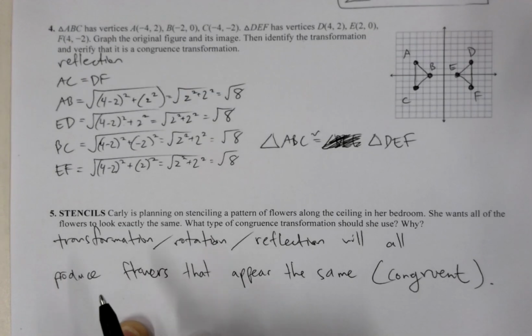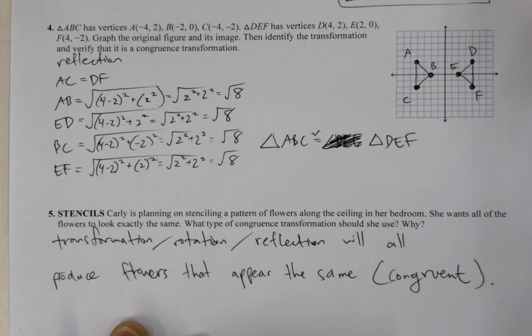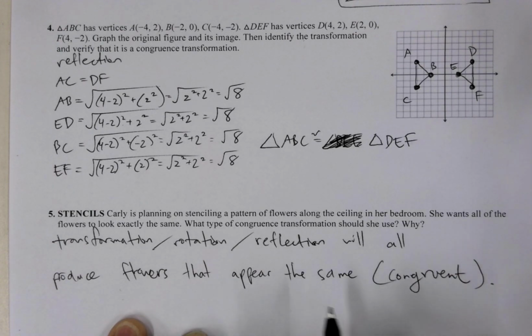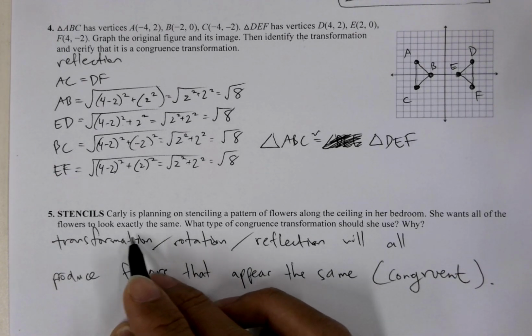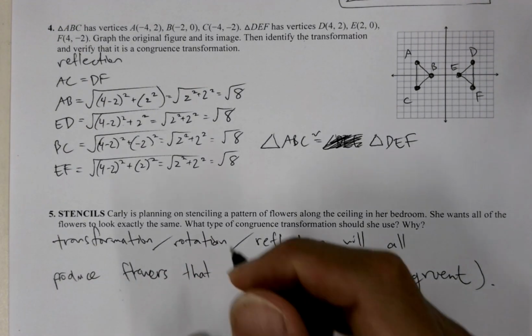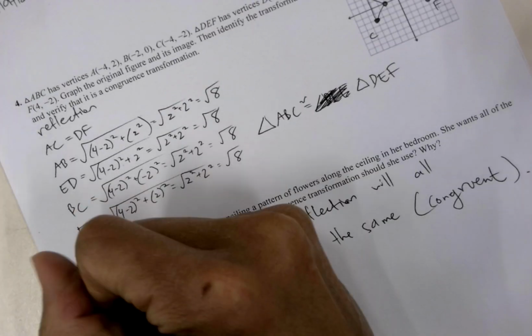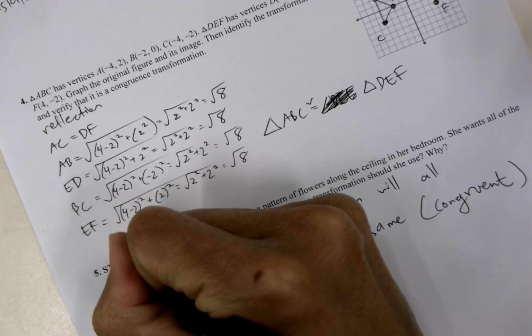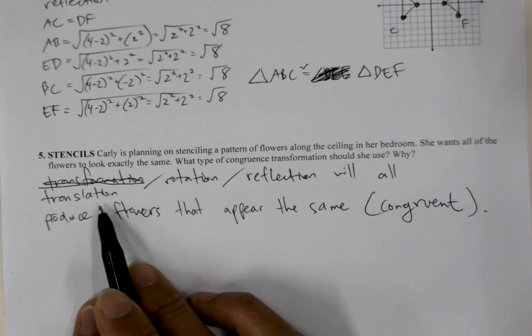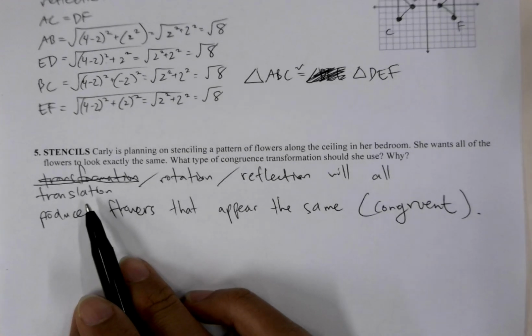Well, my answer is that translation, rotation, and reflection will all produce flowers that appear the same, because they're congruent, right? But if she wants them to be at the same angle, and also exactly the same, as it says here in the prompt, then the transformation she would use, this shouldn't be transformation, it should be translation. Then she should be using a translation, because then every flower is going to look exactly the same.